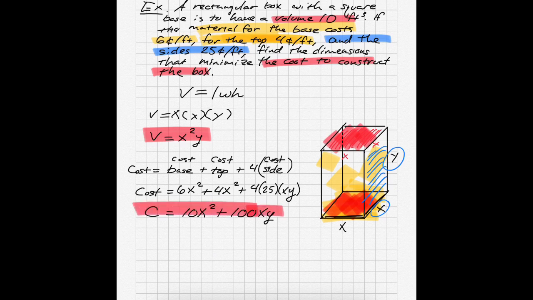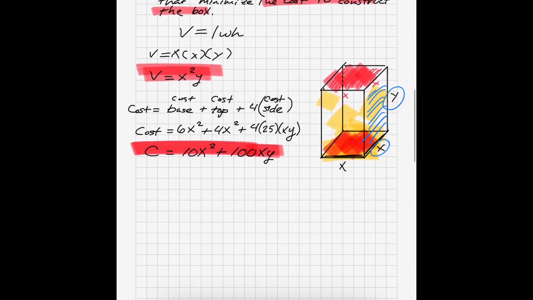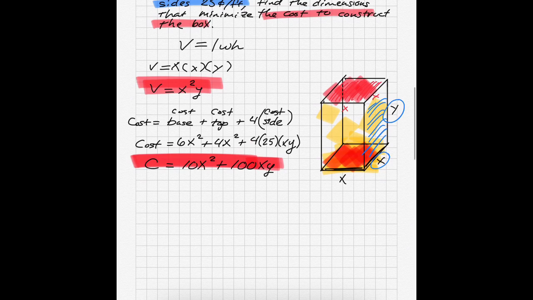So I guess I have my 1, 2 equations here. So then, let's see, my goal is to minimize the cost, right? But again, I have 2 unknowns. So I have to do a substitution. Okay, so what if I take my top equation here and I solve it for, say, y?